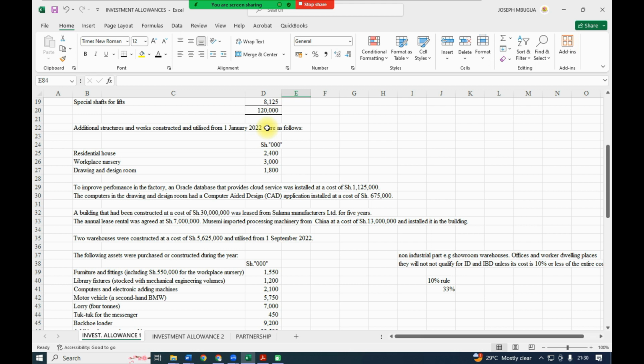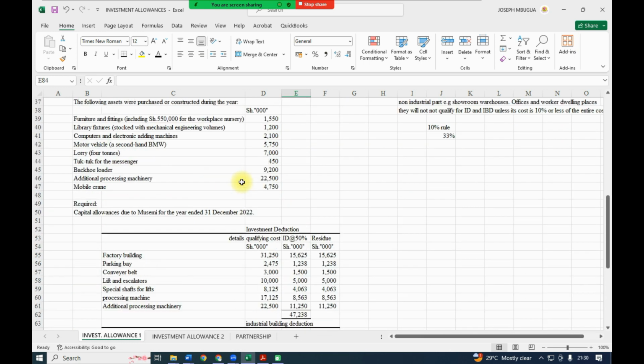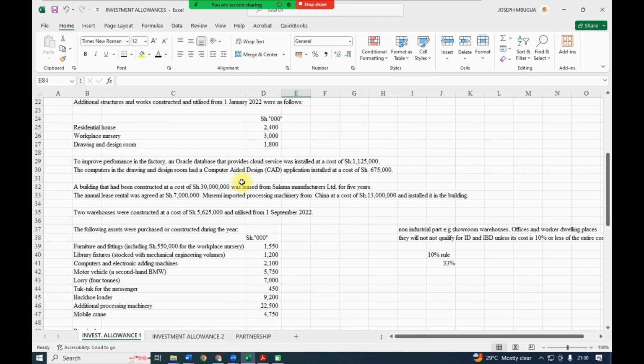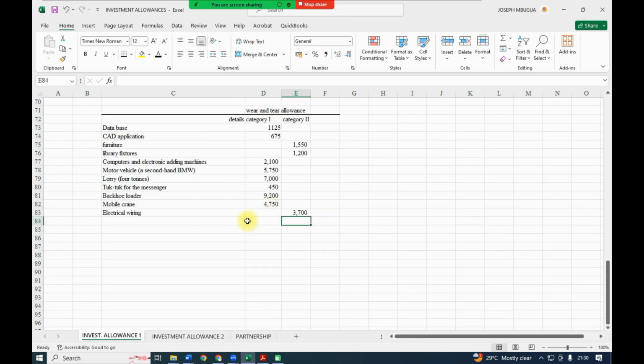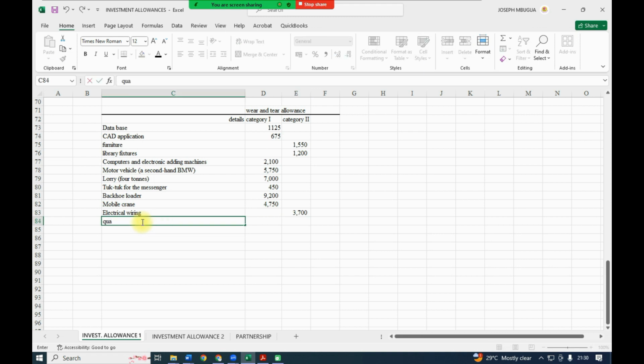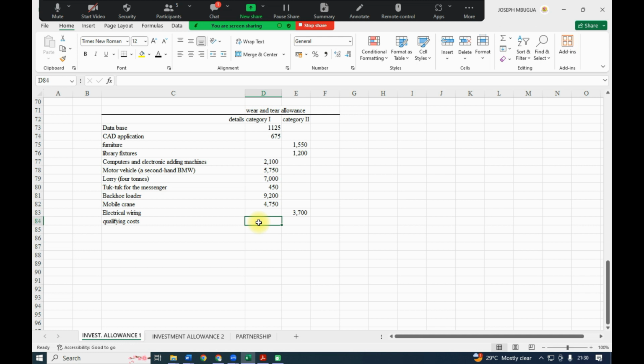So for the residential house, we have said that one will not qualify, because that's non-business. We are only claiming it for business purposes. And I'll get the total up to that point. So here the total, which you are calling the qualifying cost, I'll get the total for the second.